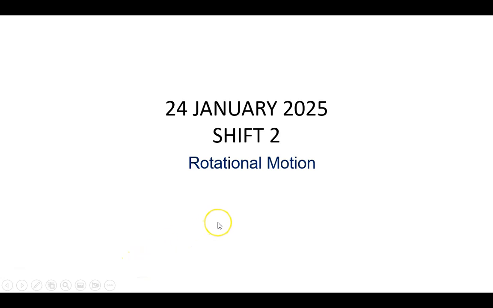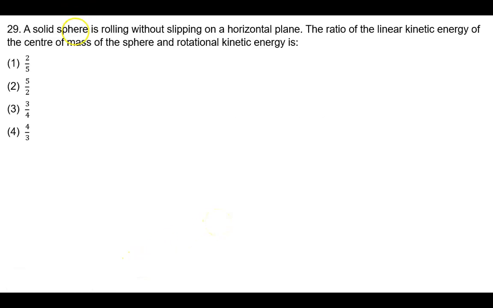Rotational motion, 24 January, shift 2. A solid sphere is rolling without slipping on a horizontal plane. This is the horizontal plane and this is the solid sphere.